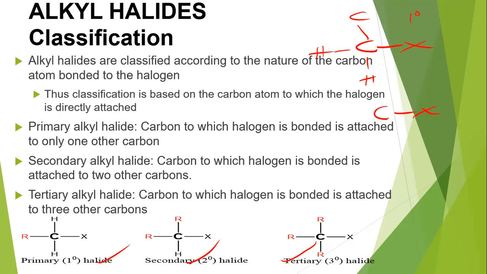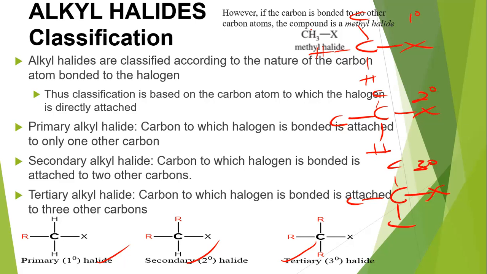Now, if the carbon bonded to the halogen has 2 other carbons directly attached to it, that means the last one will be a hydrogen, right? We'll call this a secondary alkyl halide. Now, if the carbon bonded directly to the halogen is bonded to 3 other carbons, then we call it what? A tertiary alkyl halide. Now, if it happens that the carbon here is bonded to no other carbon, that is bonded to only hydrogens, then we have a methyl halide. Very simple. Good.